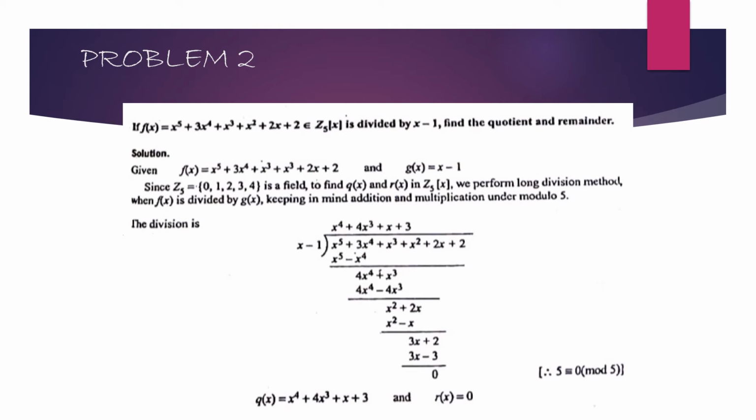Correct? 5x cube. But what happened to this 5 here? I couldn't see any 5. What has happened to the 5 here? Yes, since it is performed under modulo 5, I had to divide that 5 upon 5.